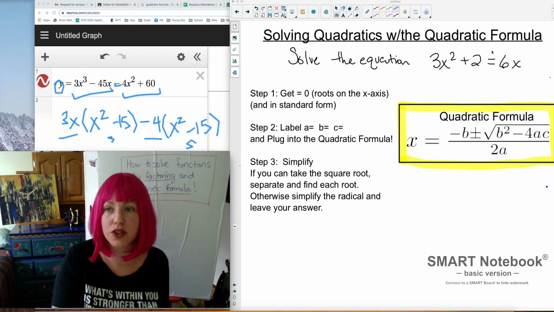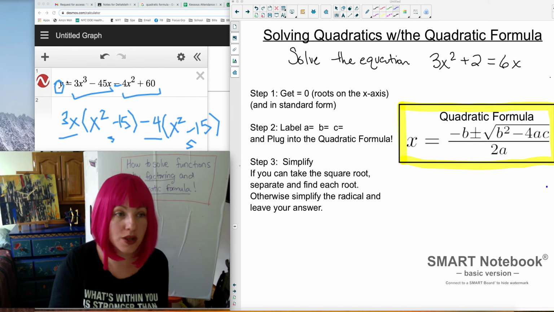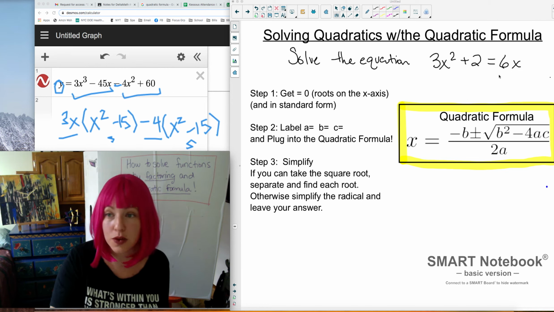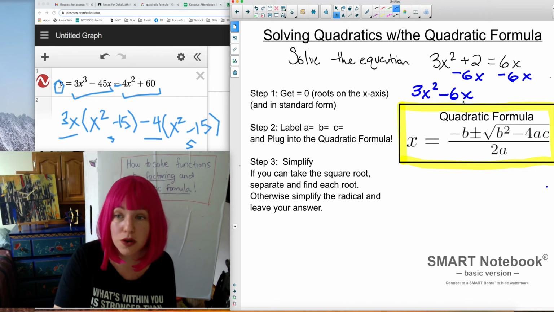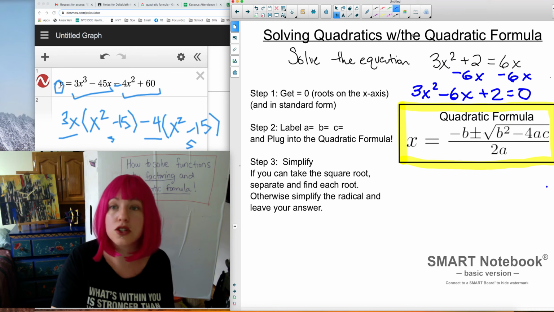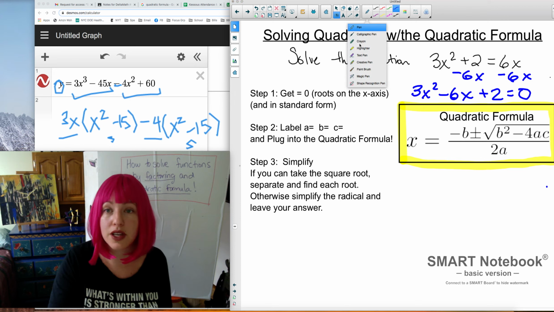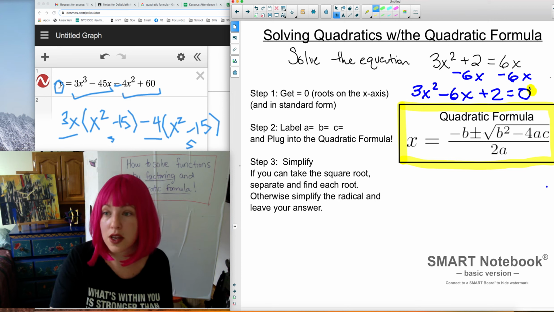So, solving quadratics with the quadratic formula. Here's my equation. Remember that in these cases it was always equal to 0, because that's where the roots are, on the x-axis where y is 0. So the first thing I need to do is get it equal to 0. To do that, I would subtract 6x on both sides. It has to be in standard form, so the correct order would be 3x squared, the minus 6x next, and the plus 2 after. Then 6x minus 6x is 0. That's how you know you're good, if you have it equal to 0 right here. That's what's important.